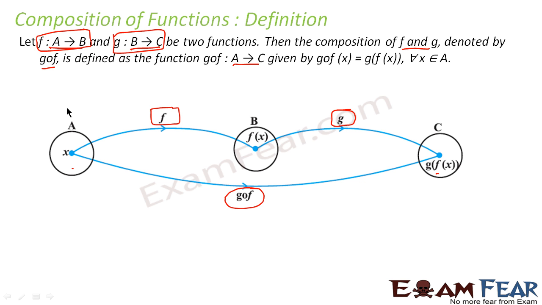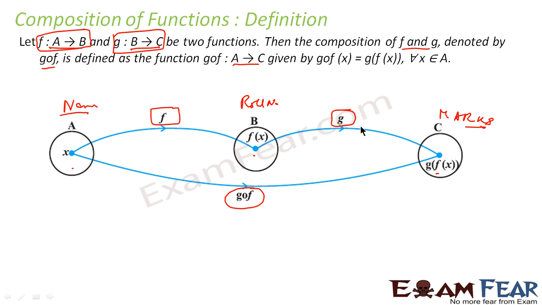Let's suppose set A has names, set B has roll numbers, and set C has marks, for example. Same example we have taken earlier. Now you give name as input to this function, it will give you roll number. f(x) is nothing but roll number. The same roll number, if you give as input to this function g, it will give you marks as output. The total output is g(f(x)). So if you combine these two functions and view them as one function, this is nothing but g(f(x)).